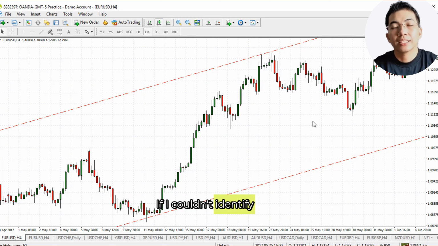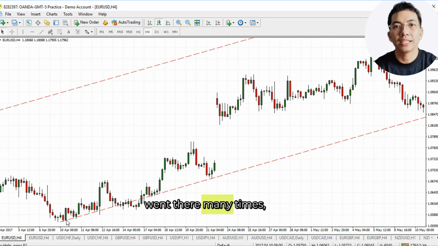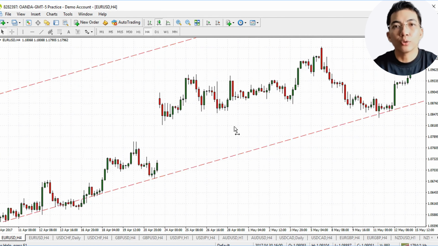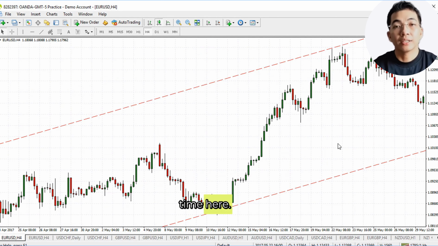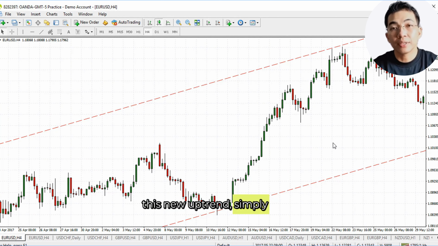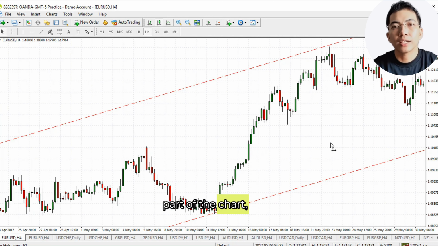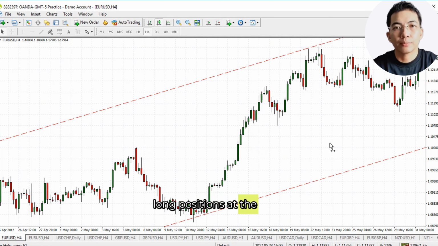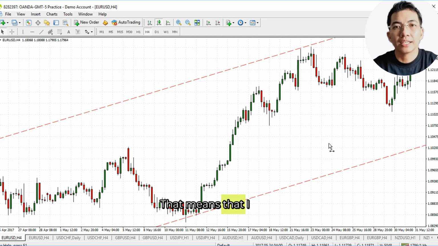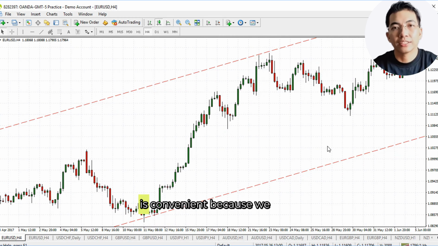If I couldn't identify the up channel, at least I had my uptrend line at the bottom, which is quite clear because you can see that the price went there many times, like at the beginning or going on another time here. So at least we had a hint of this new uptrend simply following our trend line. So starting from this part of the chart, I will look for long positions at the bottom of the channel. That means that I want to buy euro dollar when the price is convenient, because we are in an uptrend.